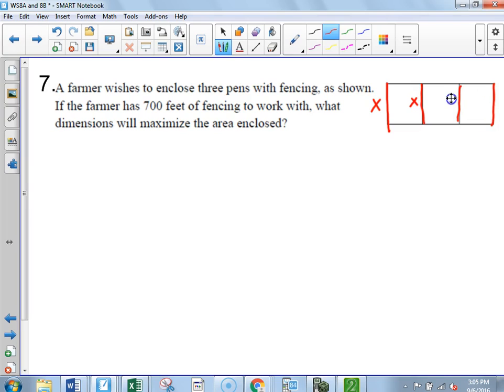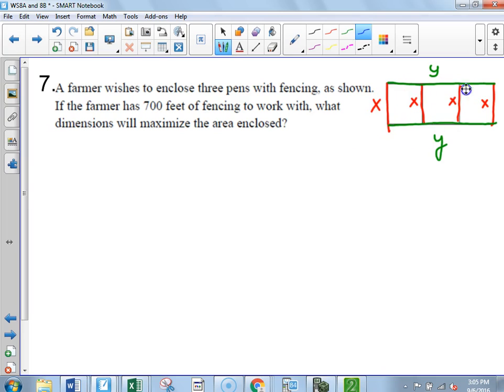So these would all be X. And I don't really know if these are longer than X or the same as X. So I'm just going to call this dimension Y. I don't know what this is. However long that side is. It could be 3 X's, but I'm not sure that it is. All right. So what does the 700 have to do with? How much fence he has. So what could we say with an equation that has that 700? Anybody know?